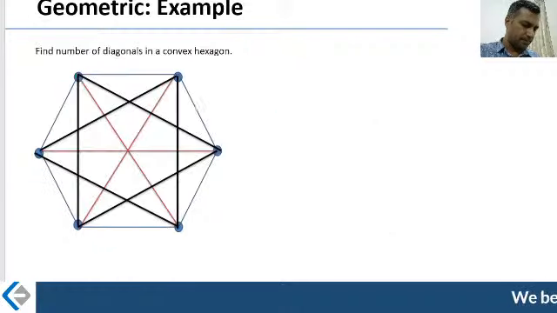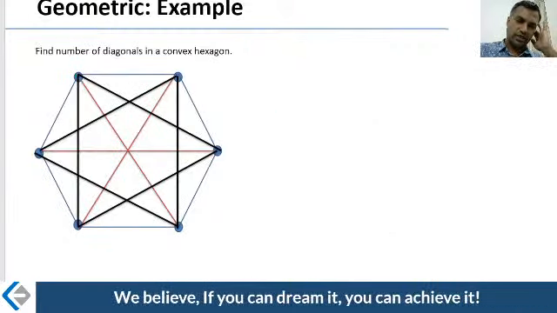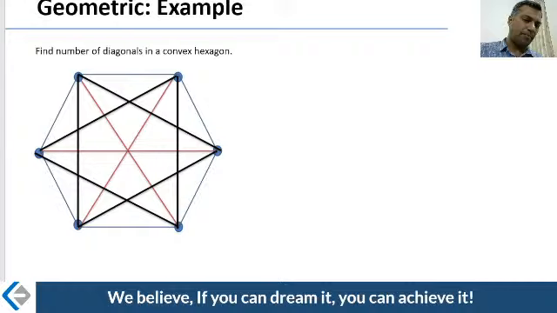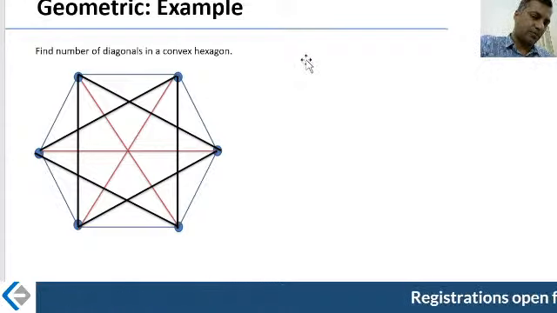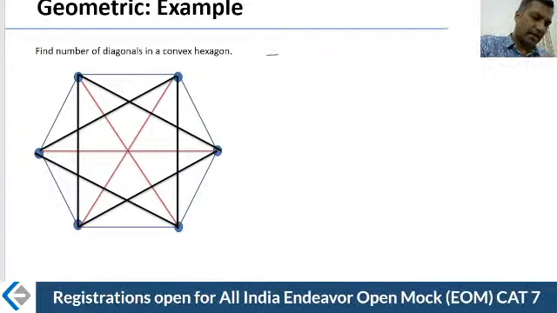Simple concept. Okay, just an extension to this. Find the number of diagonals in a convex hexagon. Firstly, let us understand what this concept of diagonal is. Let me take a four-sided diagram, a quadrilateral. Let me take one of the quadrilaterals here for you.